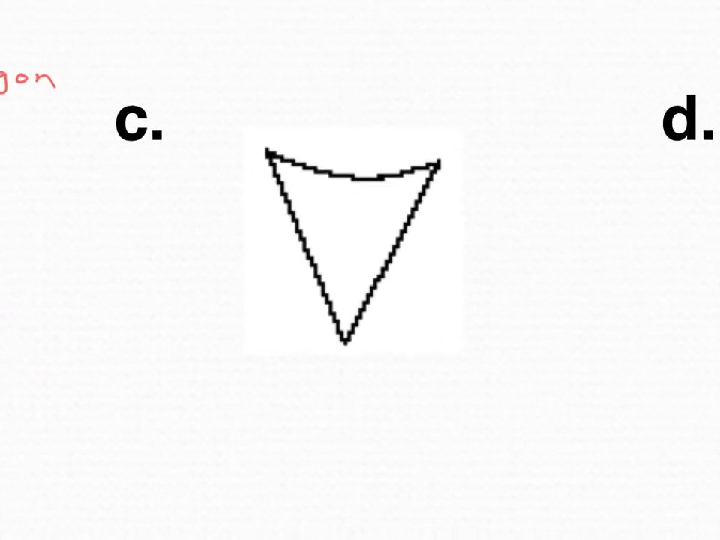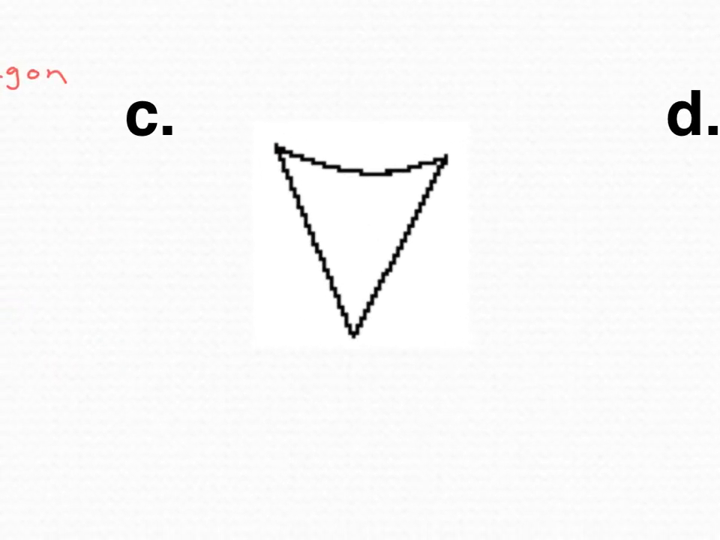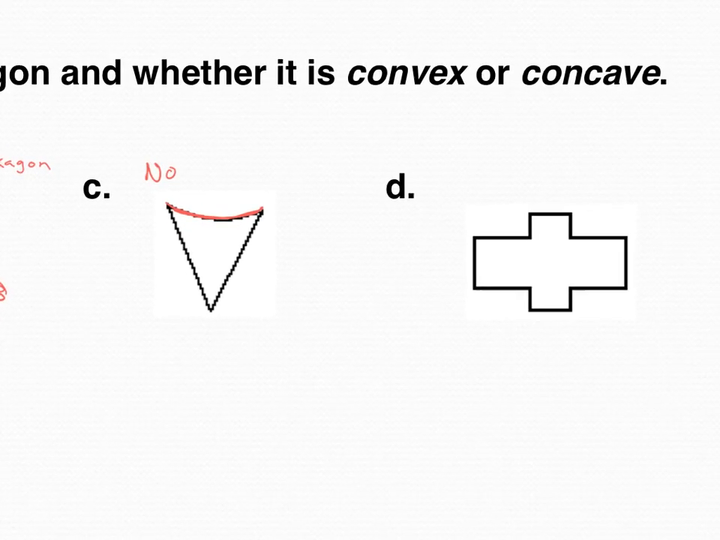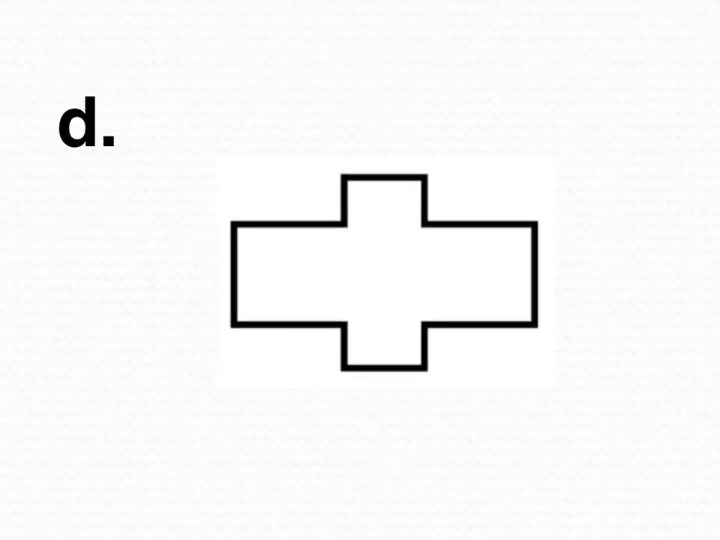All right, how about C? Is C a polygon? No. Why not? It's not a straight line. Not a straight line, and that immediately eliminates it right there. A curved line, not a polygon. So nope, we're not even going to consider whether it's concave or convex, because right now that's all we're considering.